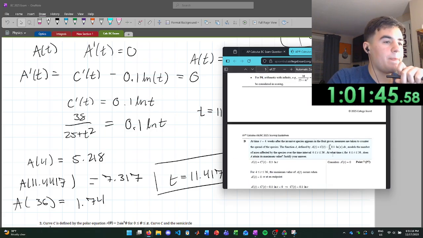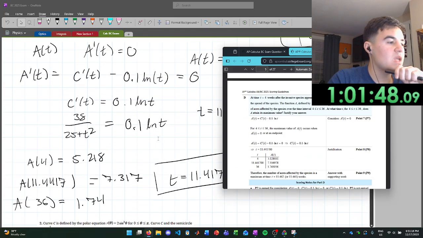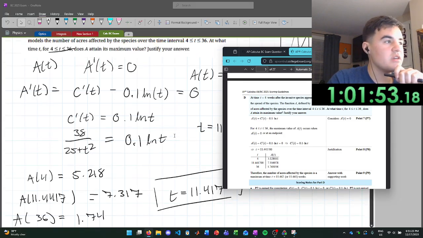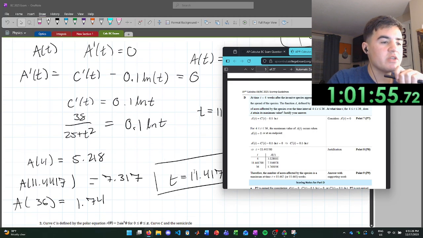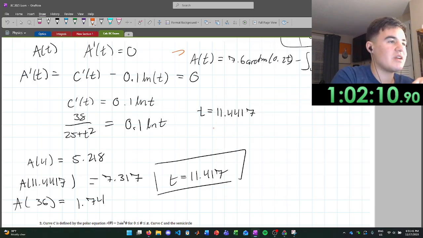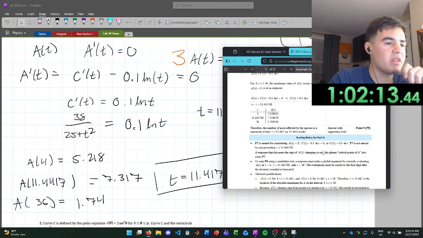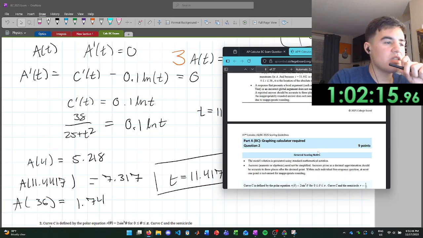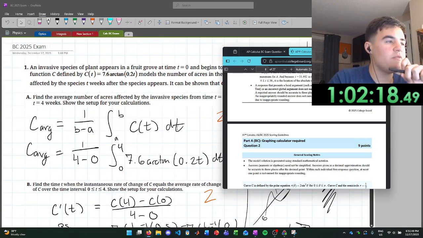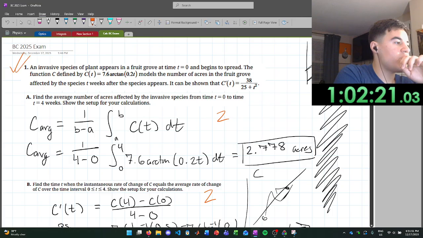Next section. Time here. I want you to test A of 4, A of 11.44, A of 36. Considers A prime equal to 0. Answer is 11.44. T equals 11.4417. T equals 11 point. I made a typo here. I meant to write 4417. I would say that's probably 3 points here. I think a typo would probably be fine. They probably don't care too much about that. So that first question was 9 points. That is a full score. Check, check, full score.